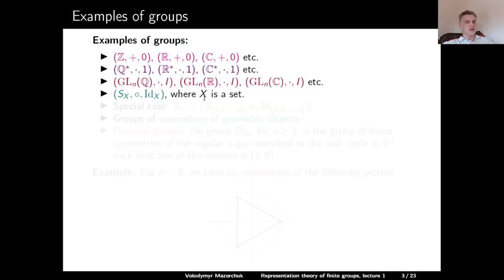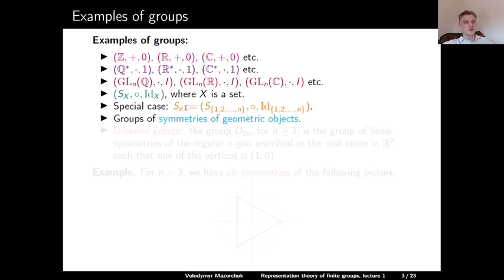Then, given a set X, we have the group of all bijections from X to itself with respect to composition of maps and with the identity map from X to itself being the identity element of this group. The special case of this group is the case where X is the finite set consisting of 1, 2, 3, and so on up to n. Then the corresponding group is denoted by Sn and is usually called the symmetric group on n elements.